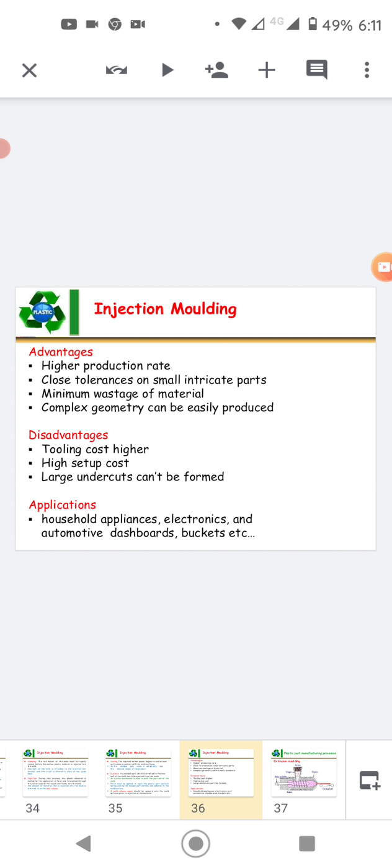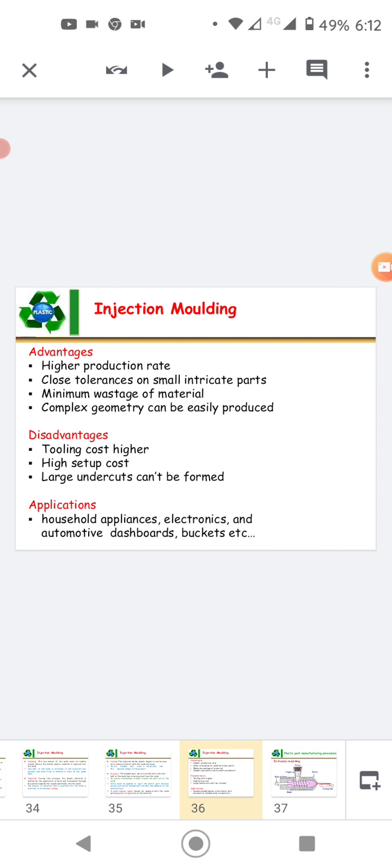And we will discuss blow molding and its types in the next class. Today we discussed the compression molding techniques, that is compression molding, transfer molding, and injection molding. These are the differences between the three molding techniques.